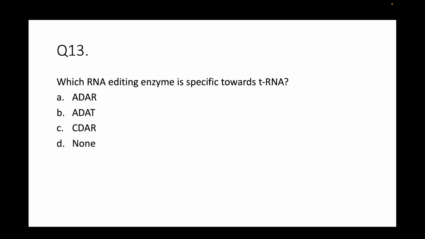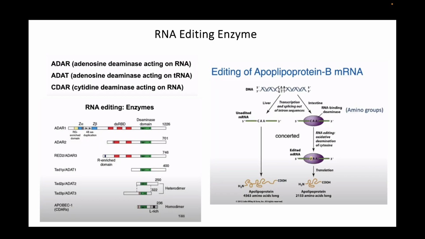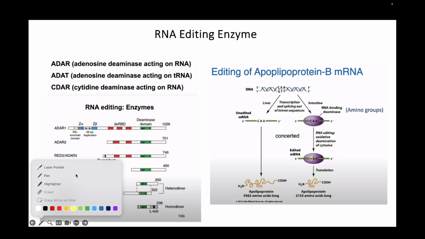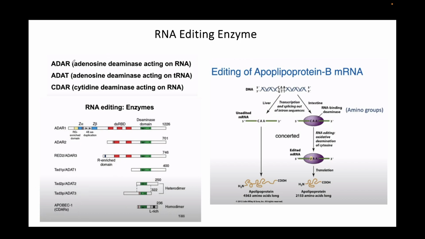Okay, so I see some of you have answered A, some of you have answered D. Let's talk about the enzymes responsible for RNA editing. So these are the enzymes which we have been discussing. That is ADAR, meaning adenosine deaminase acting on RNA. We have been talking about RNA editing. There are two processes of RNA editing: one is base modification, and the other is uracil insertion or deletion.